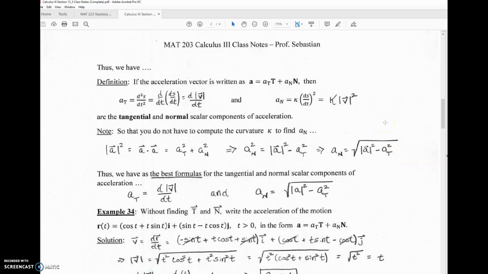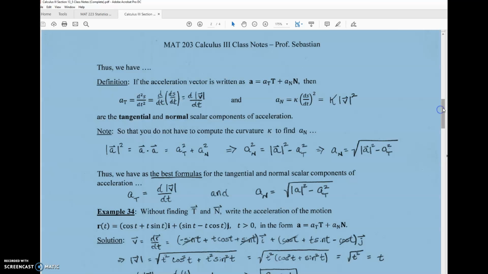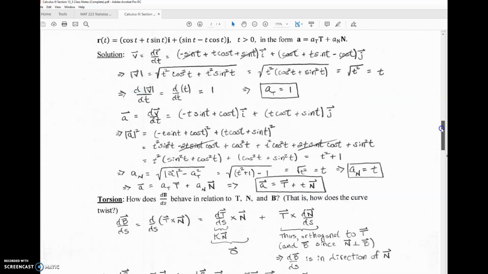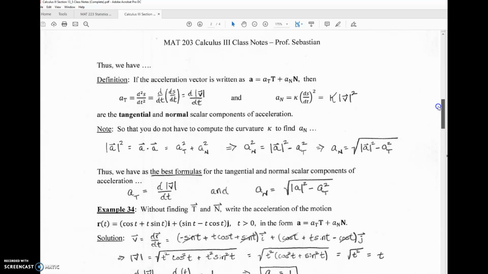Okay, welcome back to our Calculus 3 class notes. We're now on page 37, and we're still working up towards example 34. We just worked out on the previous page how acceleration can be written as some constant, call it a sub capital T, in the tangential direction, which is the unit tangent vector, plus some constant a sub n in the normal direction.